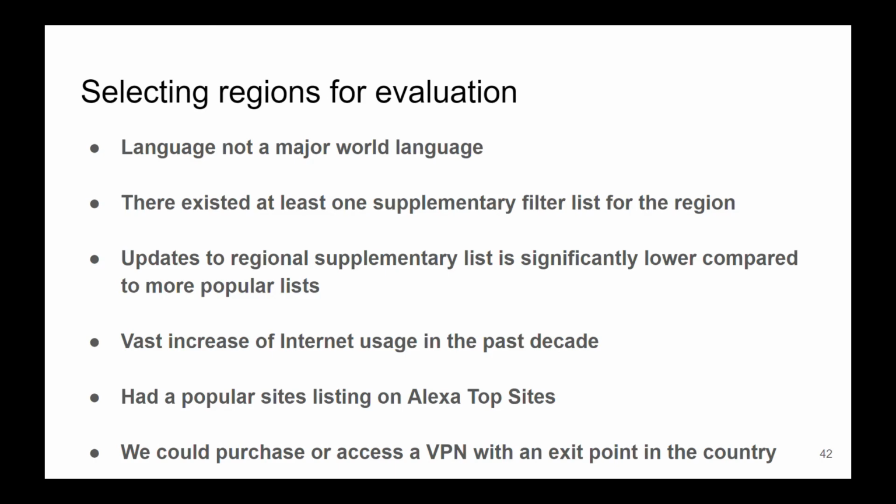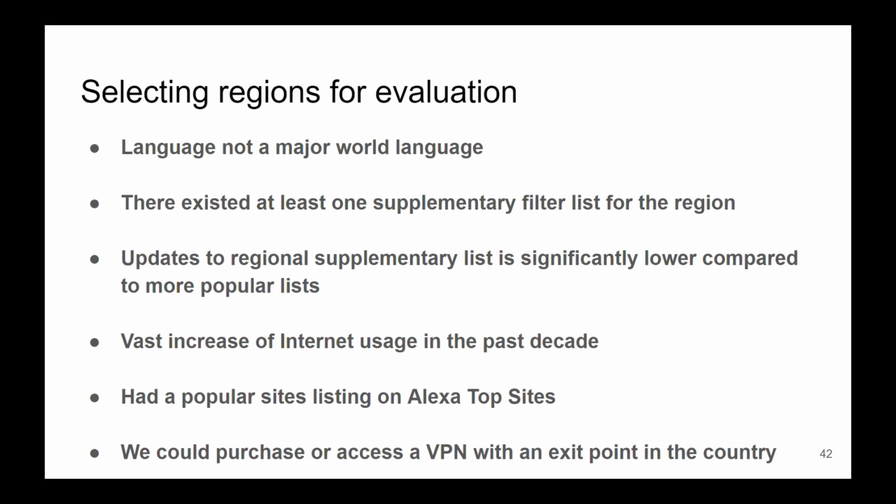The updates to regional supplementary lists should be significantly lower compared to more popular lists, which means that the activity of maintaining the supplementary lists should be less than for the popular ones. There should be a vast increase of internet usage in the past decade, and with this we basically mean that we should see a significant rise of the population that got access to the internet in the past decade.